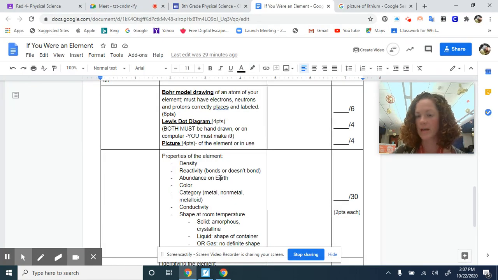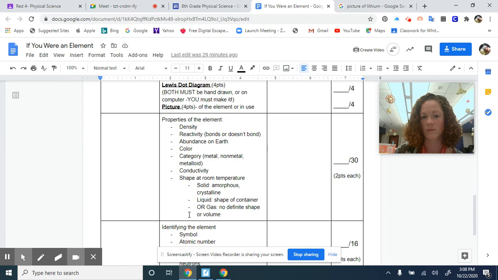Abundance on Earth, you type that in. How much is there? Color, again, you're going to have to search that. Some elements have multiple colors. Some are transparent. They're clear. Category, metal, non-metal, metalloid, you're going to find that on the periodic table that you colored in. You already labeled your metals, non-metals, and metalloids. You also labeled your liquids. So down here where it asks you what shape it is, is it an amorphous shape, crystalline shape? Is it a solid? Is it a liquid? Or is it a gas?